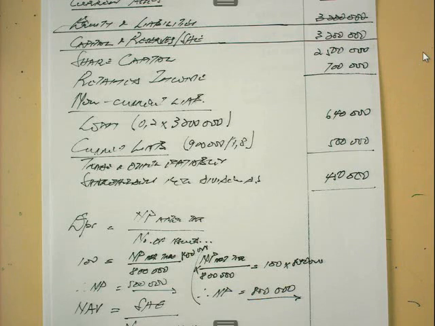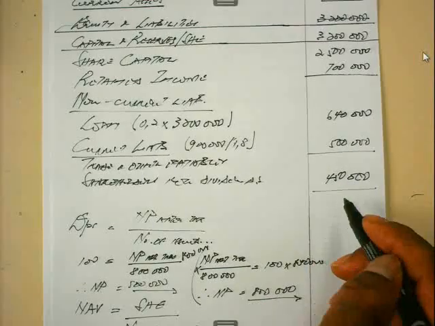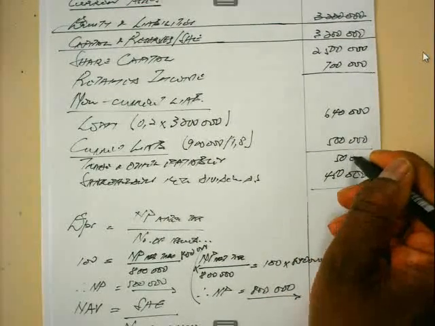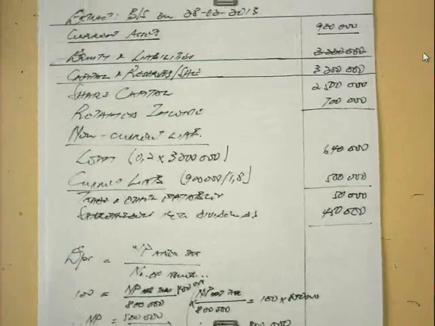Right. And what will be your trade and other payables? It will then be the balancing figure between the two, which is 50,000.